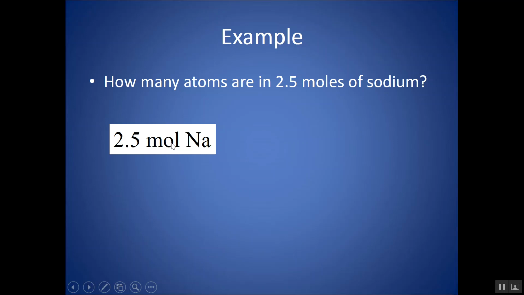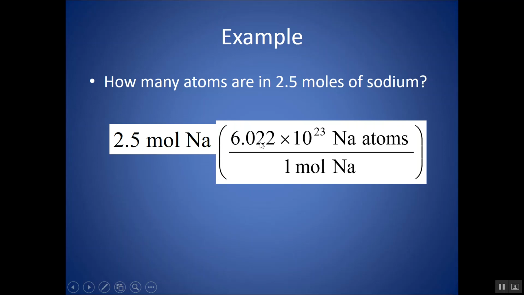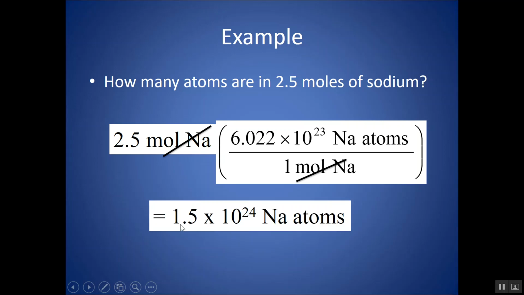So 2.5 moles of sodium, and I want to turn it into number of things. How many atoms? If it's how many atoms or how many molecules, that's a cue that I am using Avogadro's number. I want moles on the bottom so they cancel. 1 mole is equivalent to 6.022 times 10 to the 23rd atoms. Now moles will cancel, and I'll be left with atoms. So I'm just doing 2.5 times 6.022 times 10 to the 23rd. And my calculator gives me 1.5 E 24.